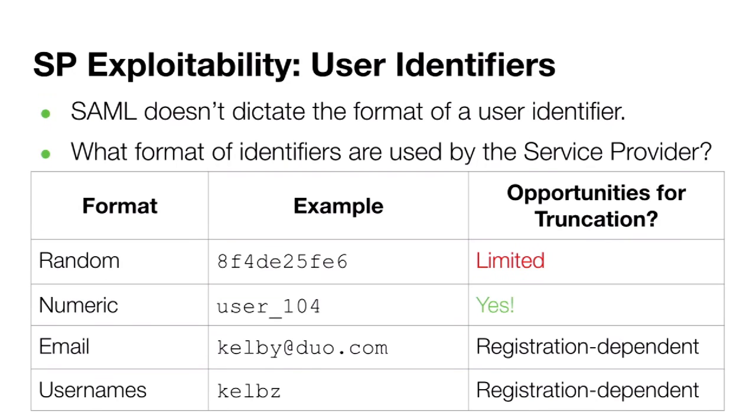Other identifiers such as email addresses and usernames are more dependent on how accounts are registered. And since account registration is often more of a function of the identity provider, I'll discuss that a bit more when we get to the IDP exploitability part of the talk.